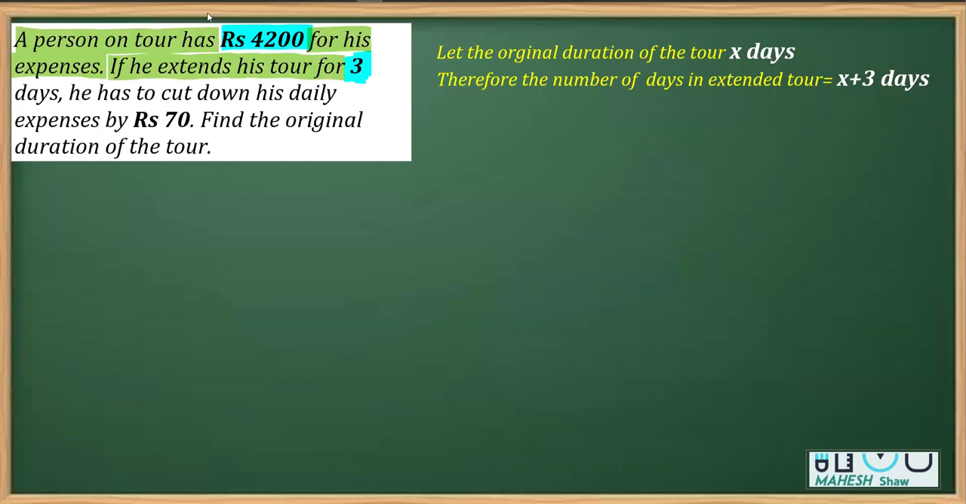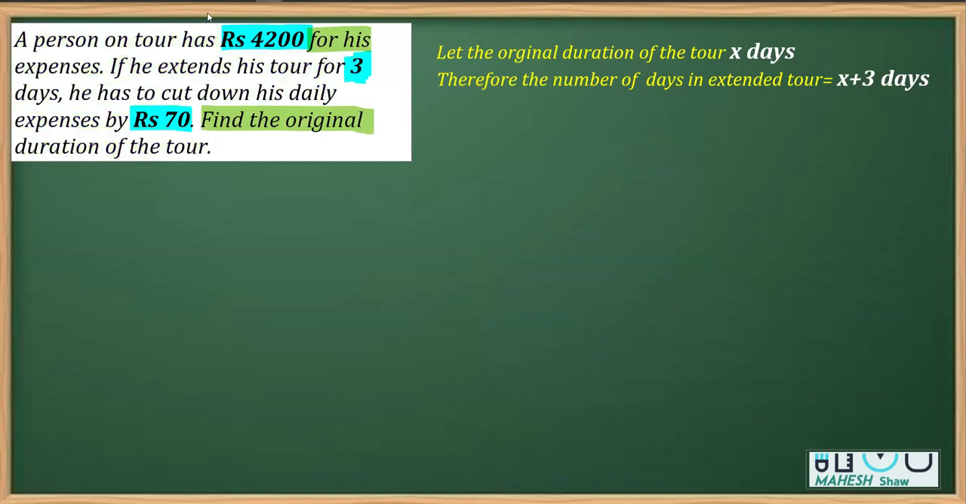Now, since he has fixed money, he has to cut down the expenses, and he's cutting down the daily expenses by 70 rupees. And we have to find the original duration of the tour.